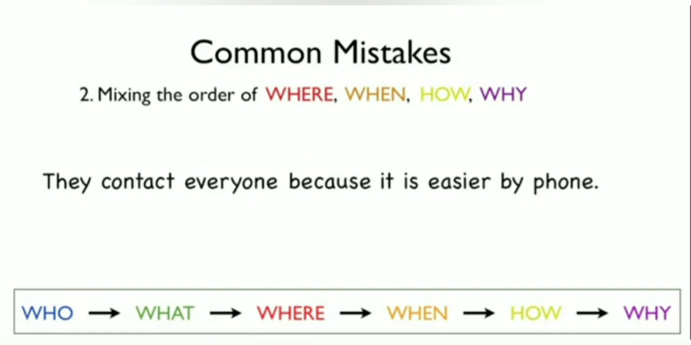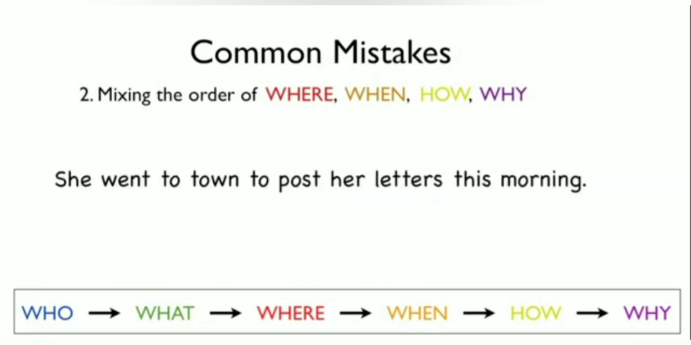They contact everyone because it is easier by phone. Here the sentence structure is unnatural and the correct form is: they contact everyone by phone because it is easier. This is the natural form of the sentence. She went to town to post her letters this morning. Here the sentence is unnatural in its structure. The correct form is: she went to town this morning to post her letters.